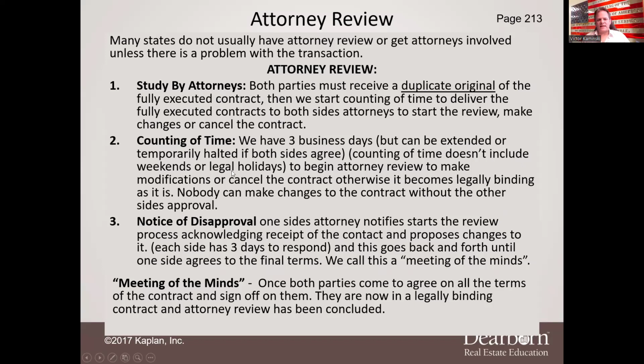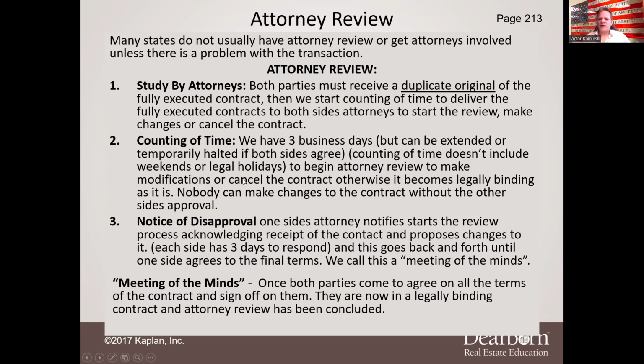Once the attorneys get it, we got that counting of time. We got 3 business days, but that could be extended by attorneys or both sides if they agree to extend that. Or maybe halt the attorney review until the happening of a certain event. Counting of time does not include legal holidays or weekends. To begin attorney review, to make modifications or cancel the contract, otherwise it becomes legally binding as it is. And then nobody can make changes without the other side's approval.